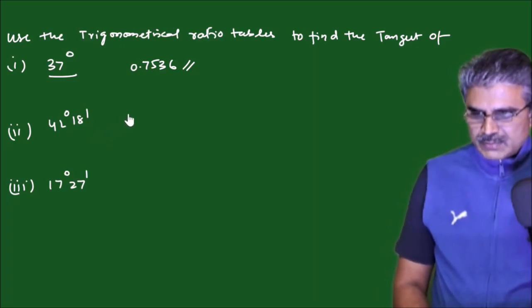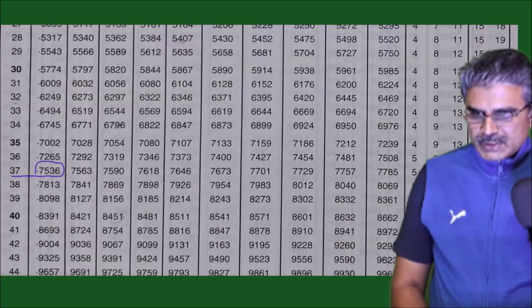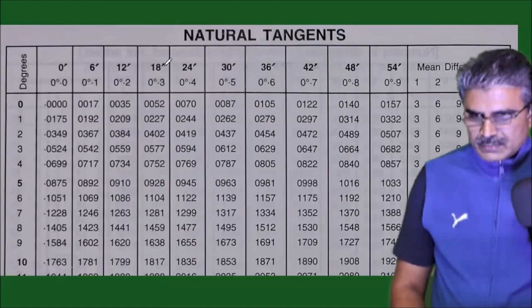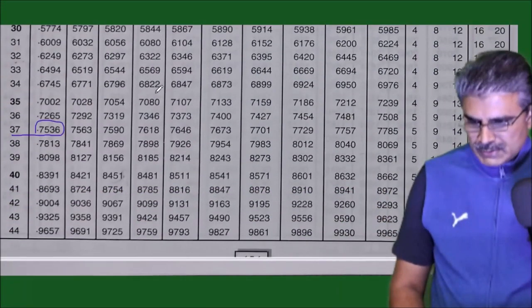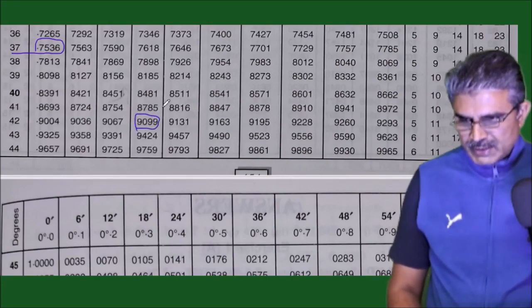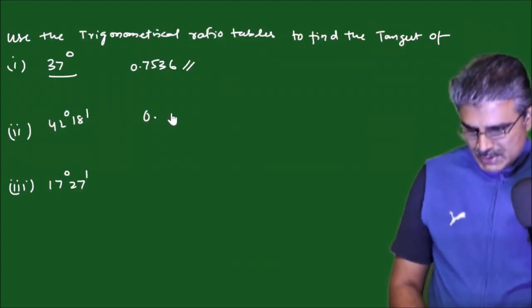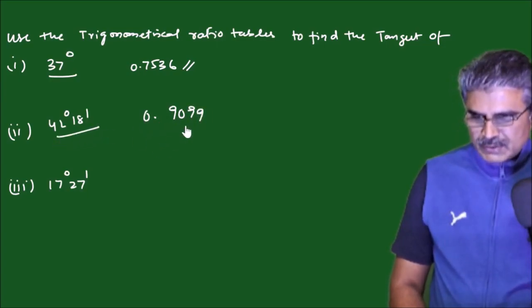So that one we can easily find directly. Now consider 42 degrees 18 minutes. Go to the table, 42 degrees. We have the 18 minutes column directly. This is the fourth column. So now go to 42 degrees and 18 minutes. At 18 minutes, the value is 0.9099. So that is the value. The direct value is there. So 0.9099 is the tangent of this angle.